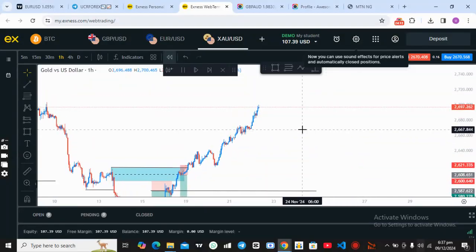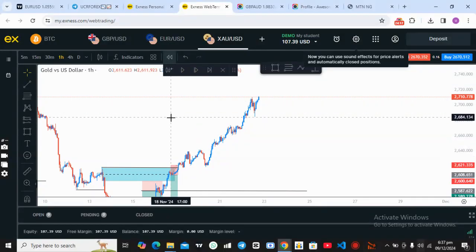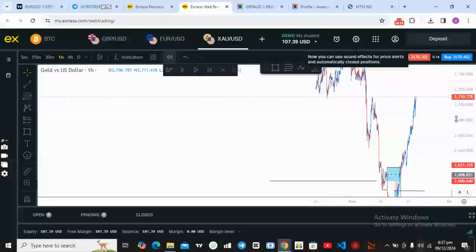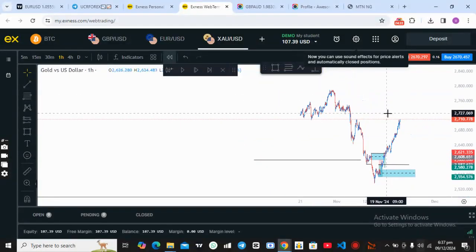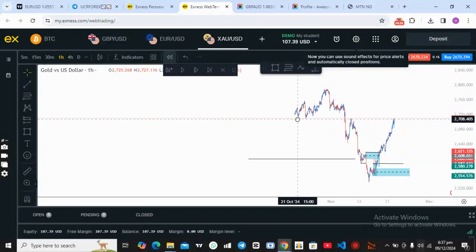Sometimes it normally does this kind of thing. So let's keep looking at how price does, to see what price will do. Now let's quickly pause this and try to zoom out. Look what is going to happen here.